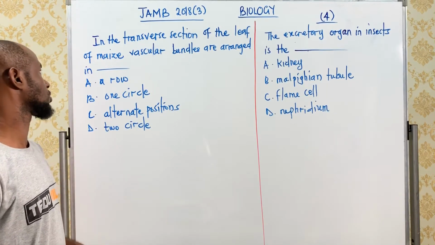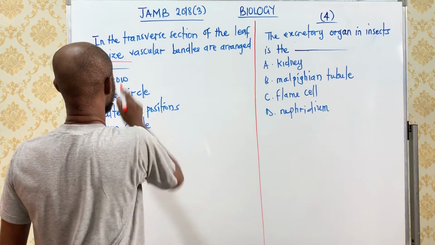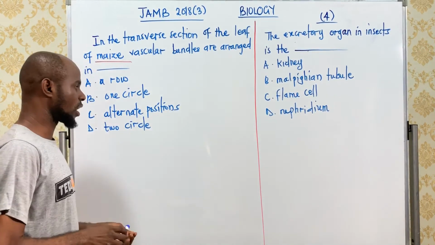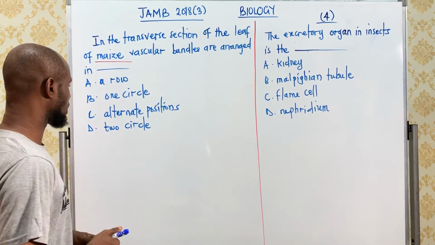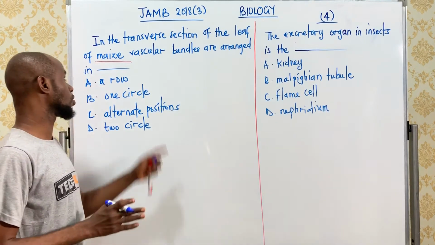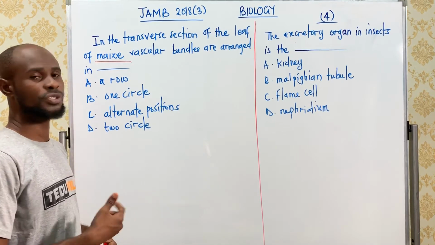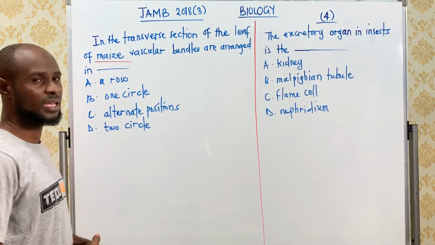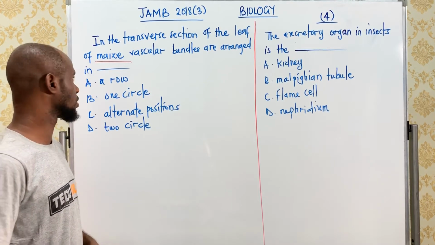So this question is actually talking about the maize, and don't forget that we have two classes of angiosperms. The angiosperms are classified as either monocots or dicots. So what class of angiosperm does the maize belong to? The maize belongs to the group monocot. So it's a monocotyledonous plant.